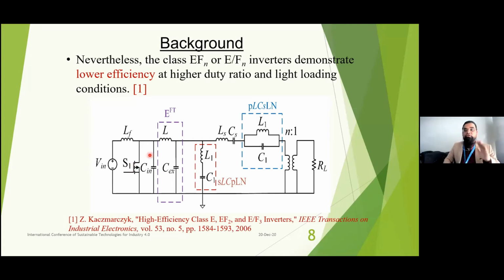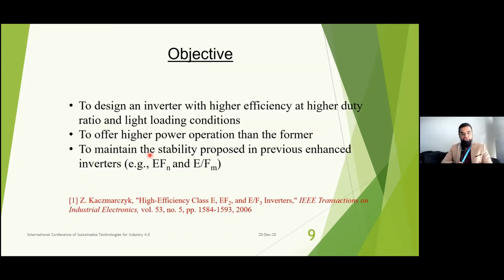Also, consider a light loading condition. If the load is very low, in this light load condition, the circuit nearly goes into the unstable region. This is a very common issue with the buck and boost and other types of converters. So we want to improve this situation. The main objective is to design an inverter with higher efficiency at higher duty ratio, as this was the problem with the class EFn inverter, and at very light loading conditions.